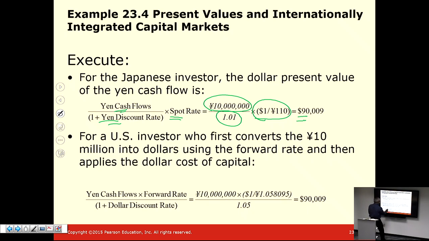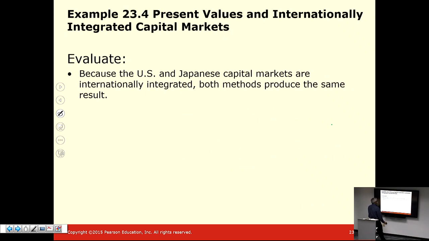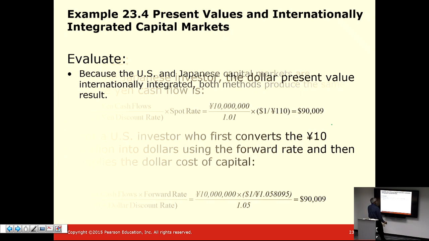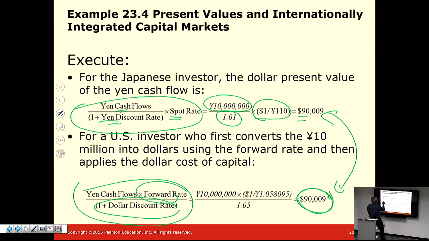Now, if you take the yen cash flow, apply the forward rate, and divide that by the dollar discount rate, you end up with this. So both are equal. That means the markets are fully integrated. If they were not integrated, this number using the forward rate would be different than the number that I'm getting using the spot rate.